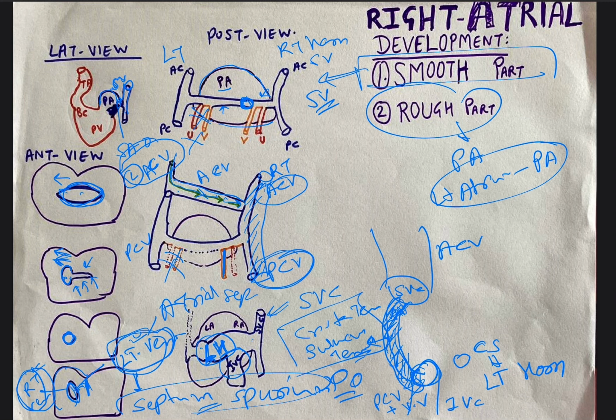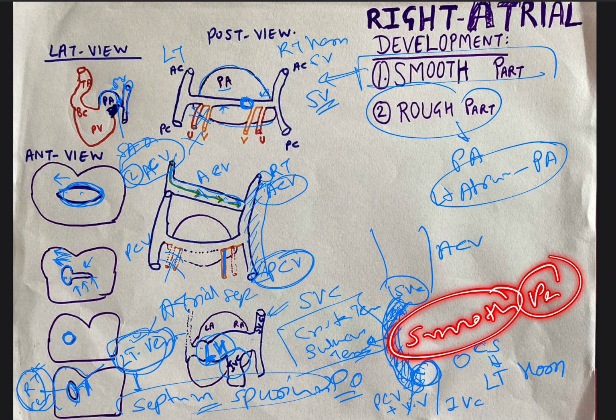Just in this slide, make an image that the anterior cardinal vein will form SVC, the posterior cardinal vein will form IVC, the left horn of the venous sinus is forming the coronary sinus, and the right horn venous valve is making the crista terminalis. The importance of the crista terminalis is this: it is a boundary line between the rough and smooth parts of the right atrium.